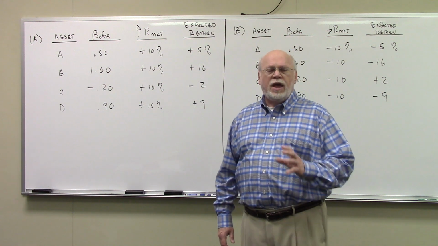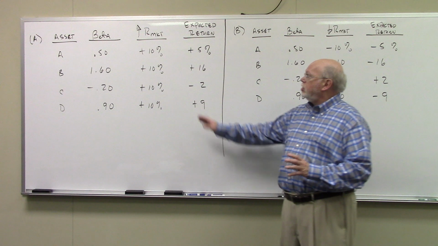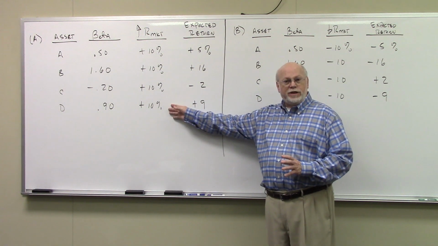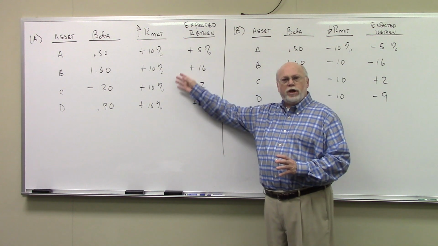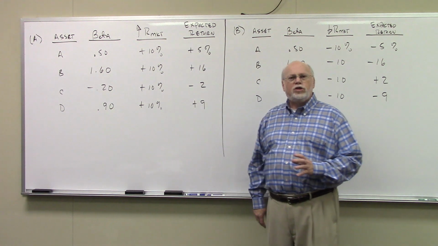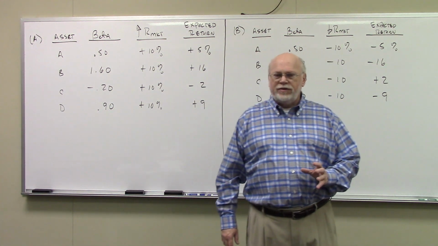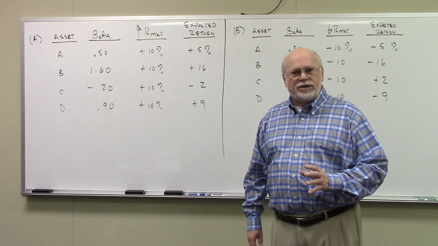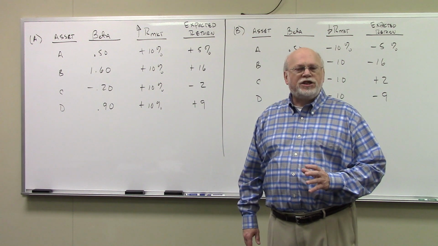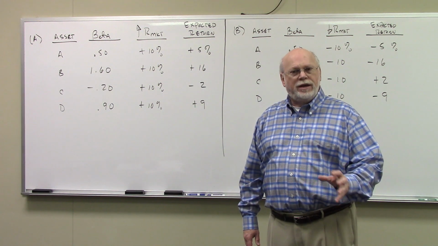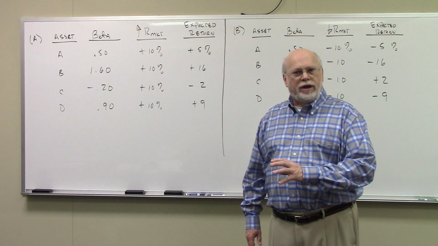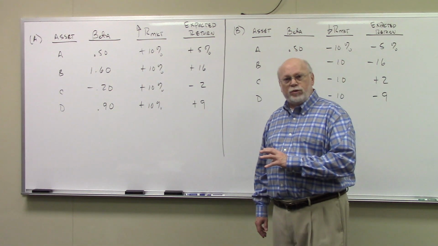Now, in the A part, they're assuming that the market goes up 10%. If the market goes up 10%, what return would you expect to receive from each of these assets? Mathematically, it's fairly simple. You multiply beta times the change in the market, and that tells you your expected return.